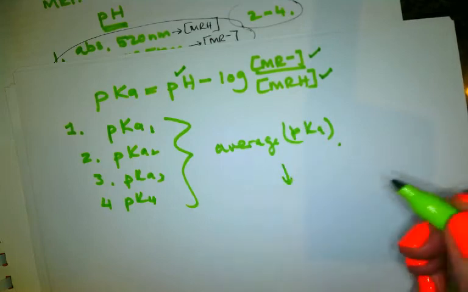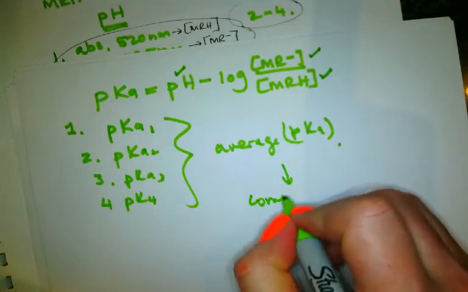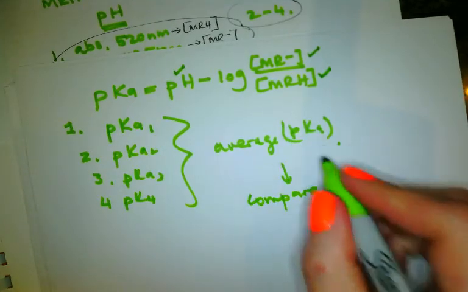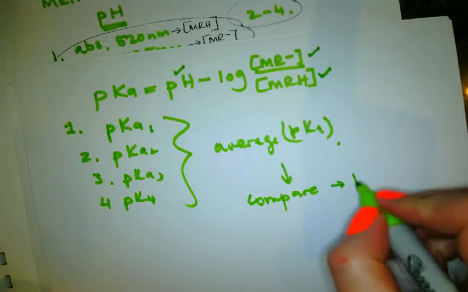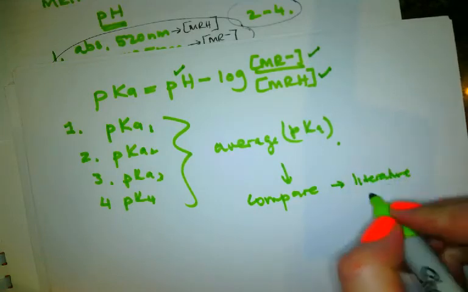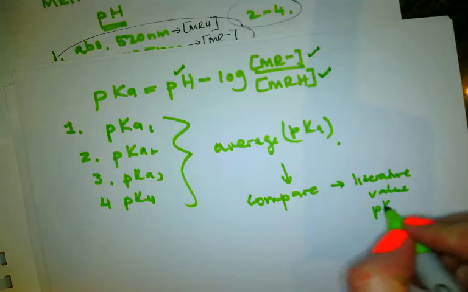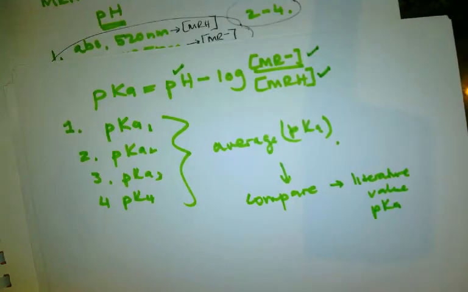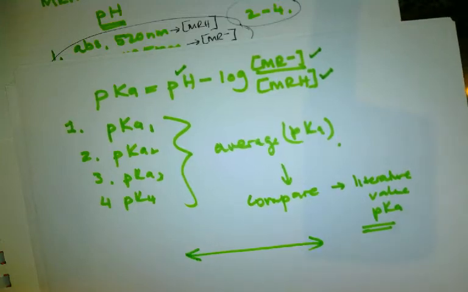And remember, it's always good practice to then compare that experimental pKa that you got with the literature value of the pKa for methyl red. Remember to always give the reference for where you found that literature value. Okay, so that is the first part of the experiment, or the interpretation of the results.